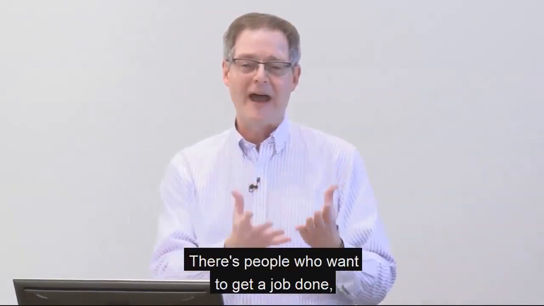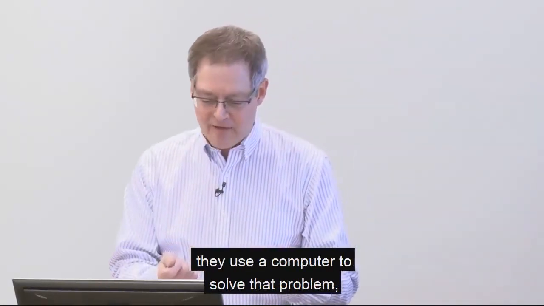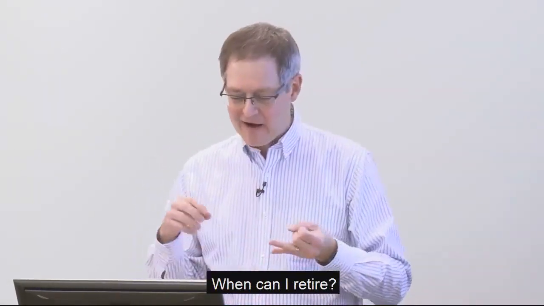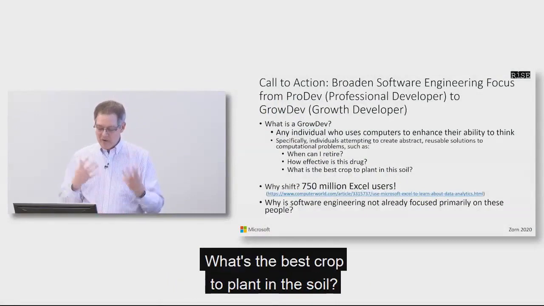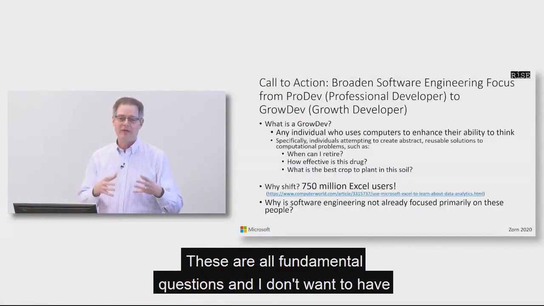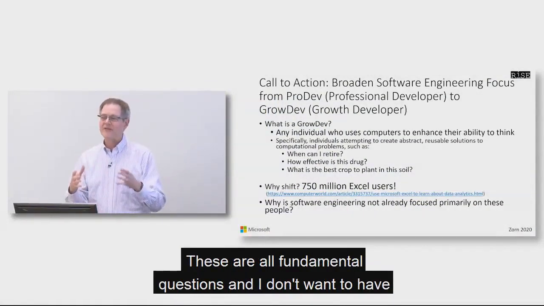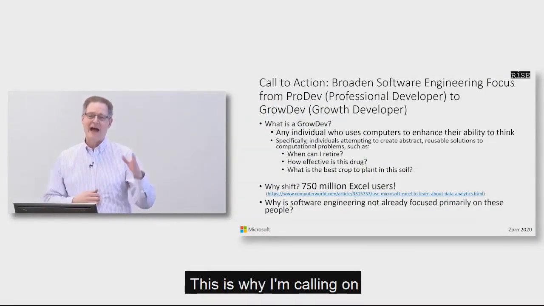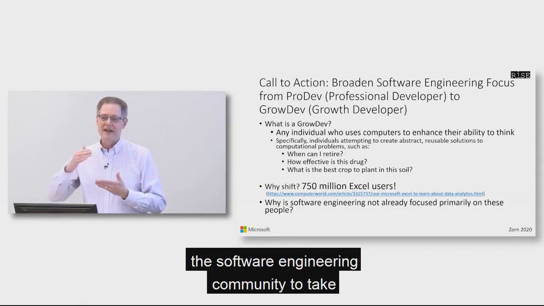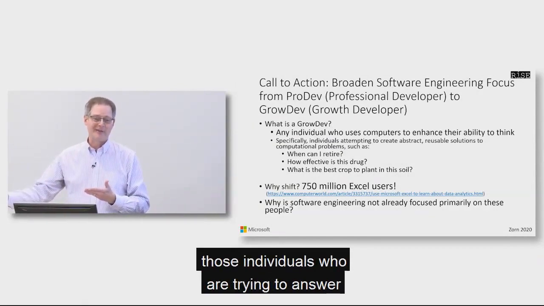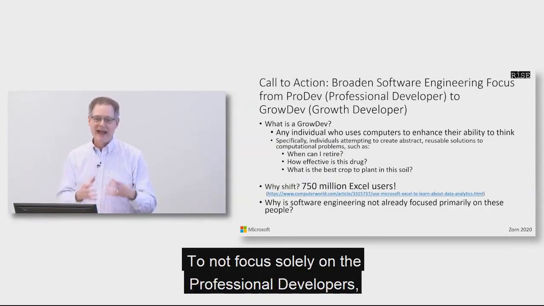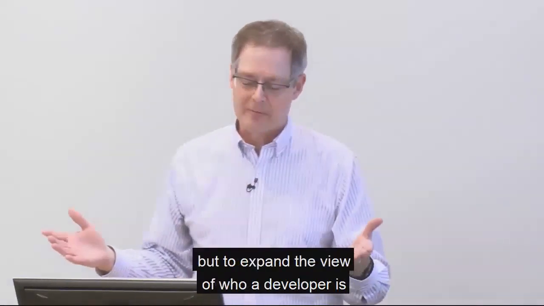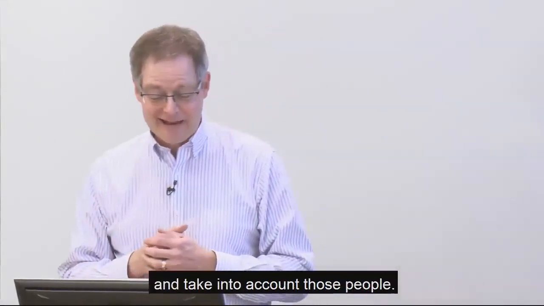They're people who want to get a job done. They use a computer to solve that problem. They have to answer questions. When can I retire? How effective is this drug? What's the best crop to plant in the soil? These are all fundamental questions, and I don't want to have to be a C++ programmer to answer them. And this is why I'm calling on the software engineering community to take those individuals who are trying to answer those questions as a priority, to not focus solely on the professional developers, but to expand the view of who a developer is and take into account those people.